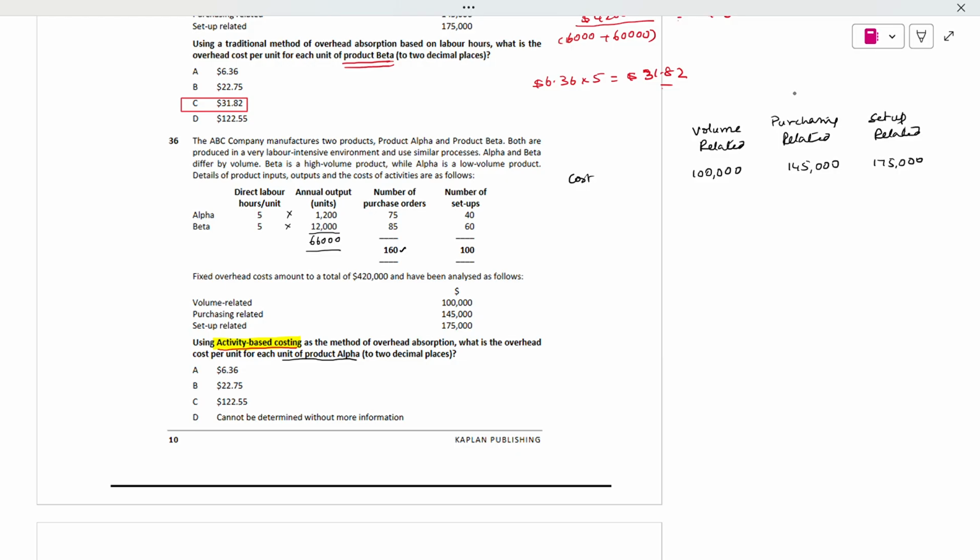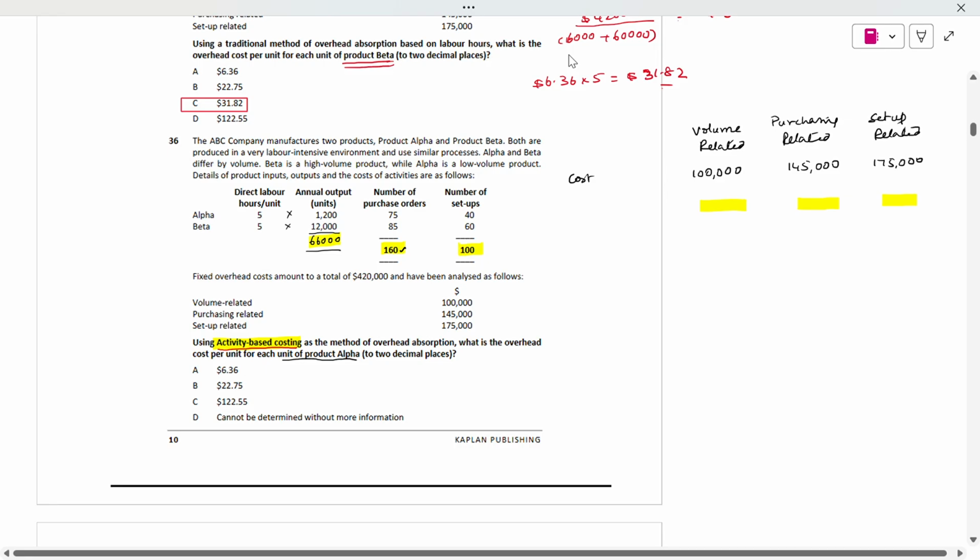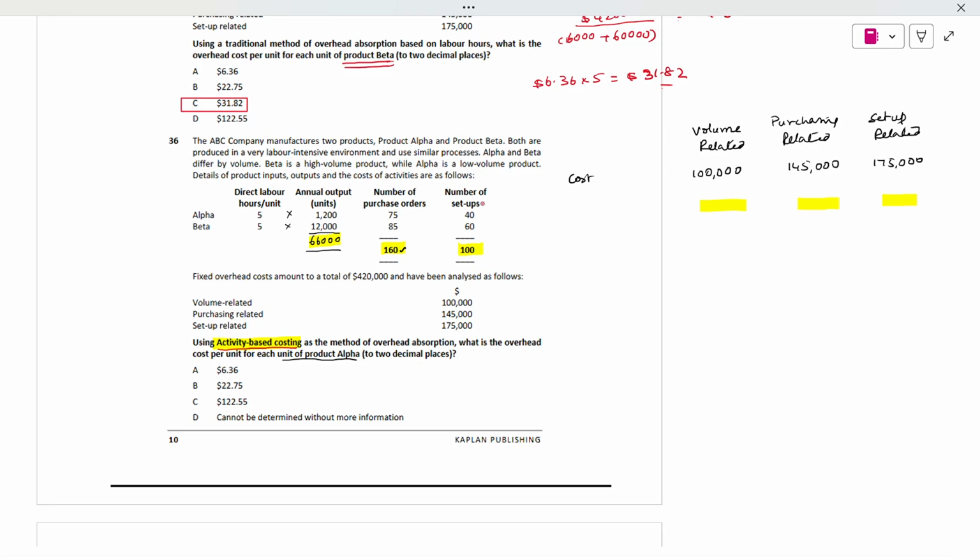Yes. Okay, see the thing. This is related to this one, this is related to this one, this is related to this one. Are you clear about this? Yes, we have to calculate for each one. This is the cost driver. How much is the cost driver?